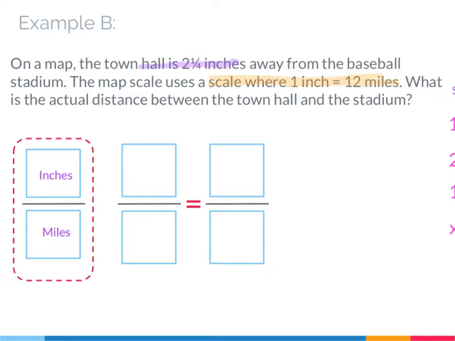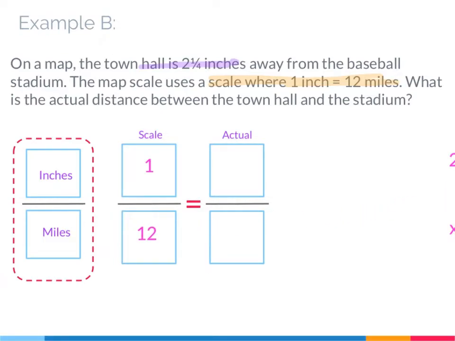Now I need to fill in the two things that I am comparing. I'm comparing the scale of the map to the actual distance in real life. So now that I've got inches and miles set up in one place, and scale and actual set up in another, I need to fill them in. I have a scale that tells me that it goes from 1 inch to 12 miles, so I'm going to fill that in. So I know that 1 inch is equal to 12 miles on my scale.